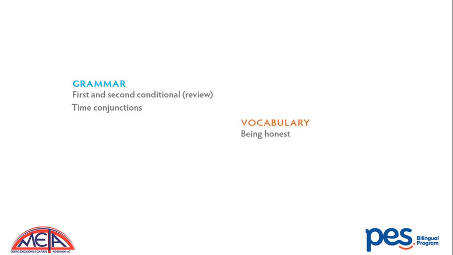For today's class, we are going to review first and second conditional, also with time conjunctions. Hoje nós vamos revisar a primeira e a segunda condicional junto com as conjunções de tempo. And as for vocabulary, we are going to talk about being honest. E com relação ao vocabulário, nós vamos falar sobre ser honesto, palavras relacionadas a isso.